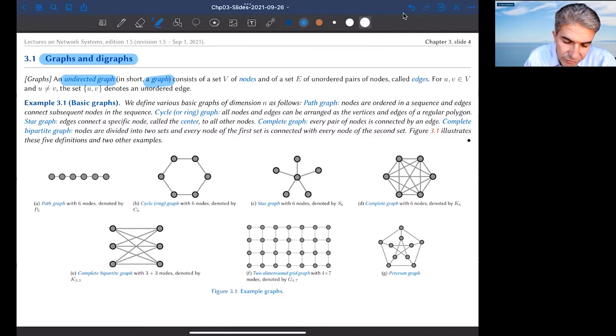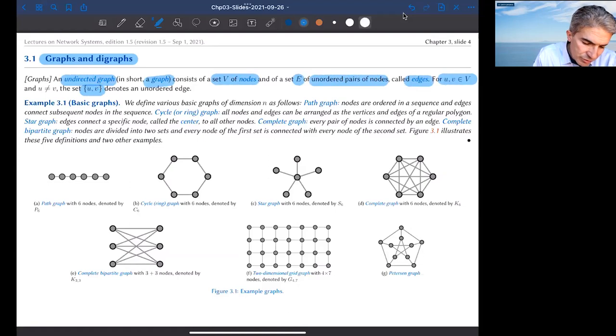What's a graph? A graph is a collection of two objects: a set of nodes V and a set E of unordered pairs of nodes called edges. A pair of nodes is called an edge. If I have two nodes U and V, I would write curly brackets U comma V to denote an unordered edge, because this is an undirected graph. By the way, U has to be different from V. So pairs of sets that use the same element are not allowed in an undirected graph.